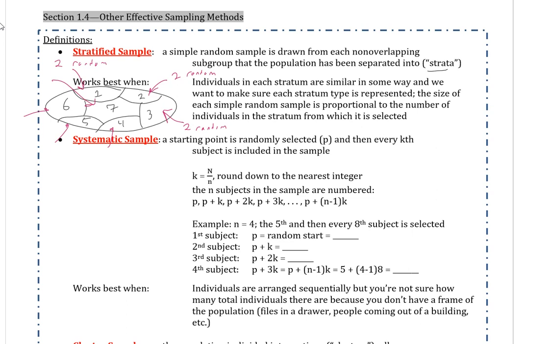If you can get them to have the same size, if the size of the simple random sample is proportional to the number of individuals, so if you can get each strata to be the same size, then this works fine, but there's still problems with it.